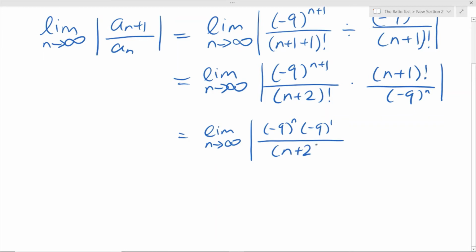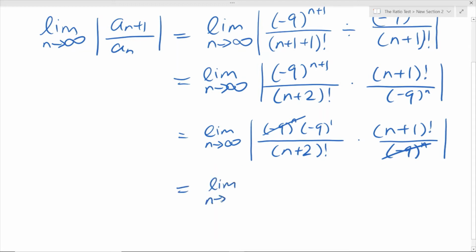Then we have n plus 2 factorial times n plus 1 factorial over -9 to the exponent of n. And we see here this is the same thing on the top and bottom, so we cancel these out. And then what happens next is -9 to the exponent of 1 is just going to be -9.